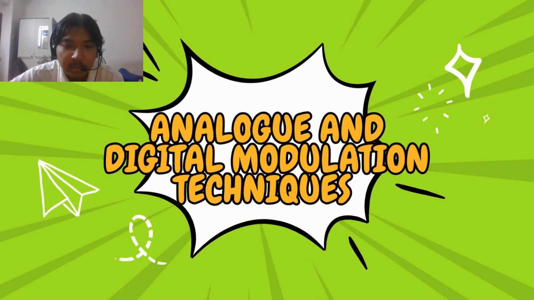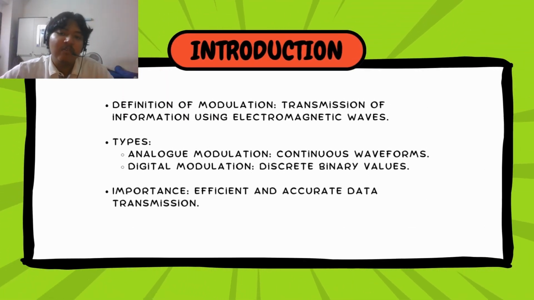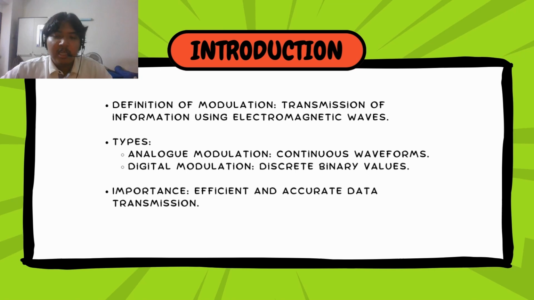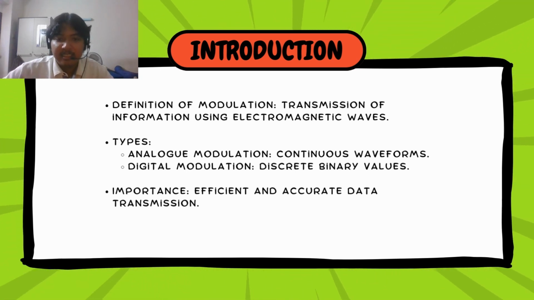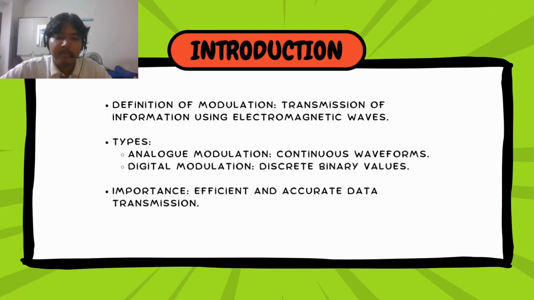Today we're going to look at the analog and digital modulation techniques. So what is a modulation? A modulation is a process where information is being transmitted using electromagnetic wave. It can be either in analog signal or digital signal. So both of these are important to get an efficient and accurate data transmission in a communication system.